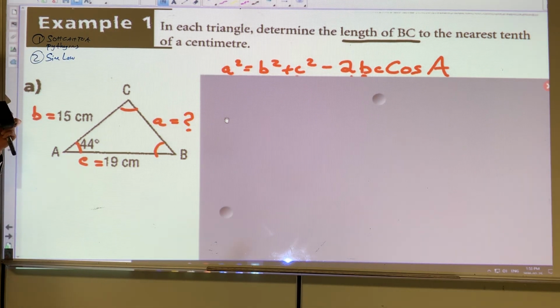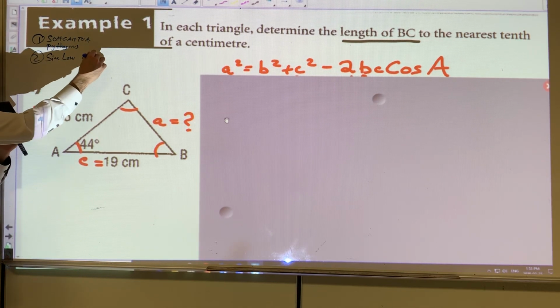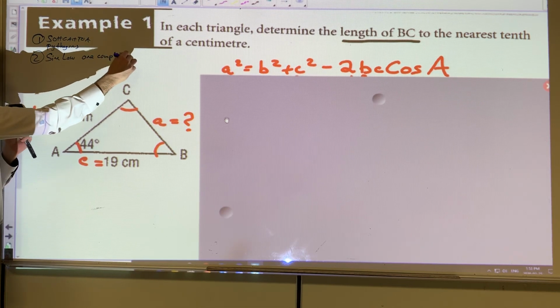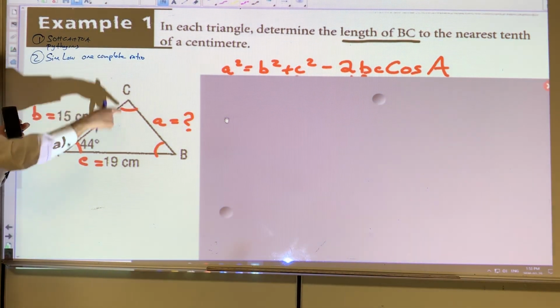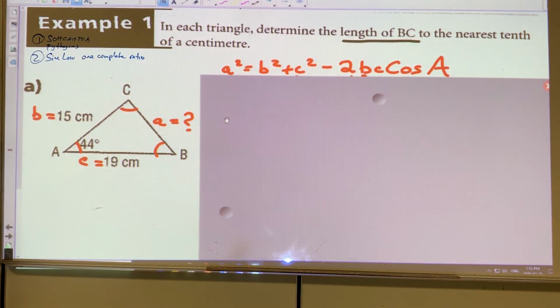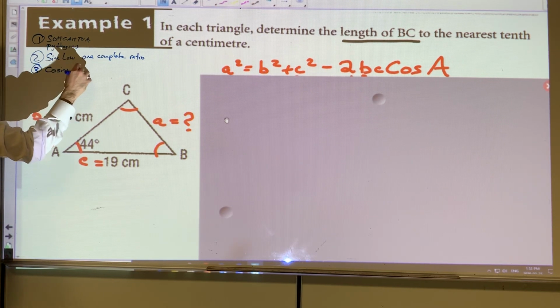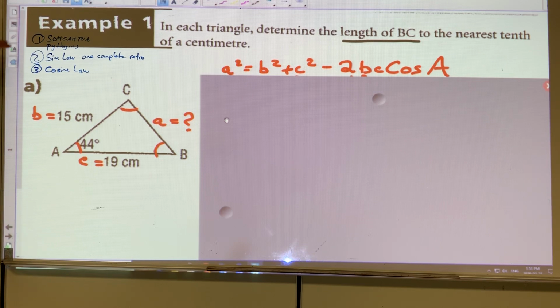Now for sine law in general, you need two sides and an angle, or you need two angles and a side. But for sine law to work, you need one complete ratio, like angle C and side c. We don't have that. If that's the case, then your only option is cosine law. This is in order from quickest and easiest to longest and hardest of things you have in your toolbox.